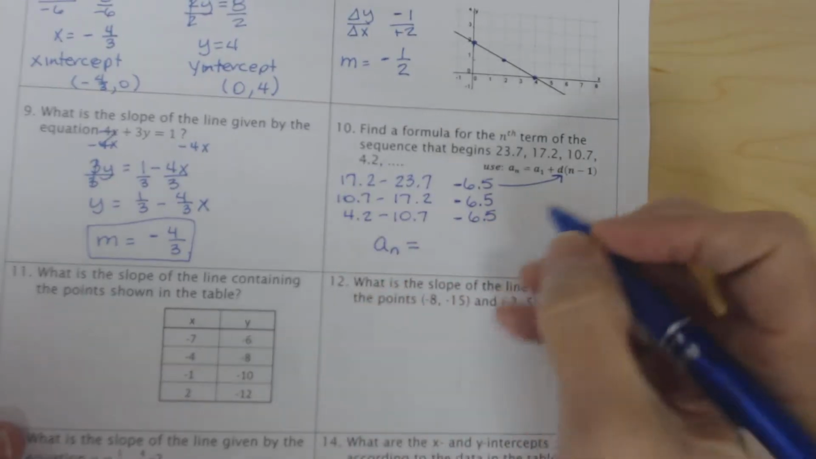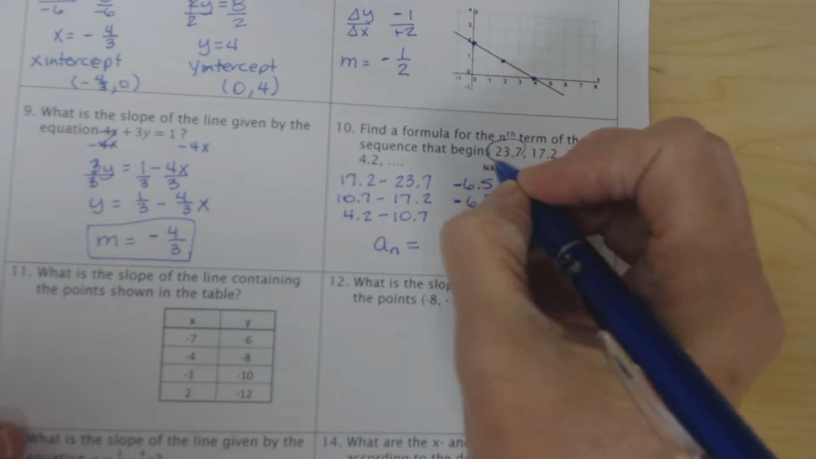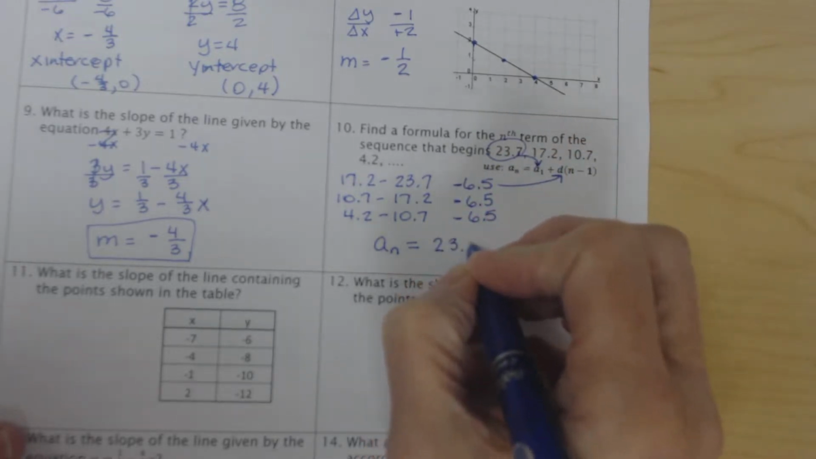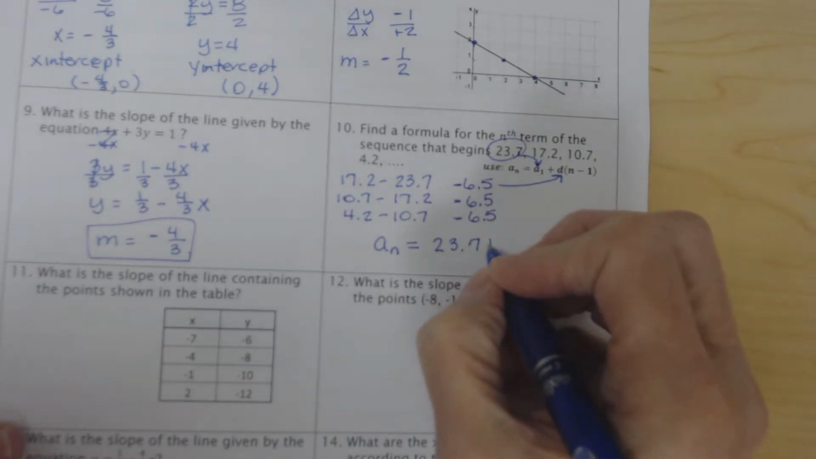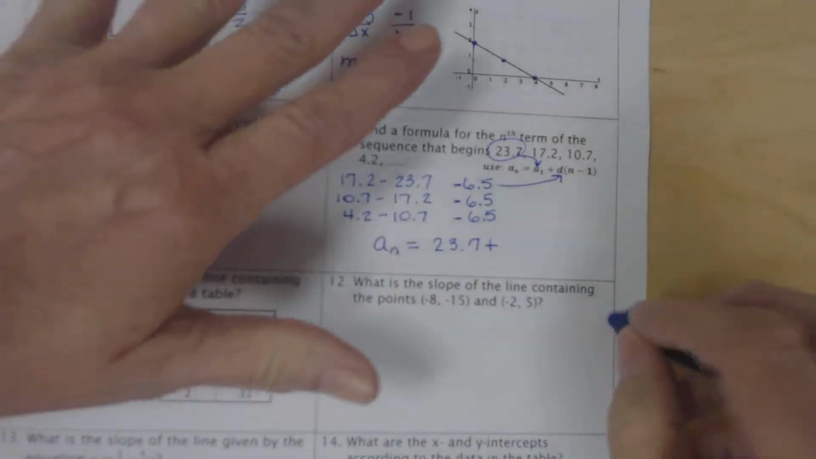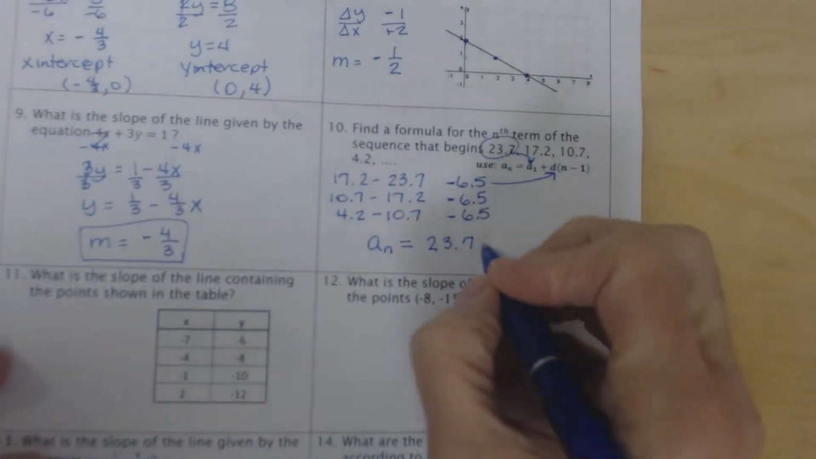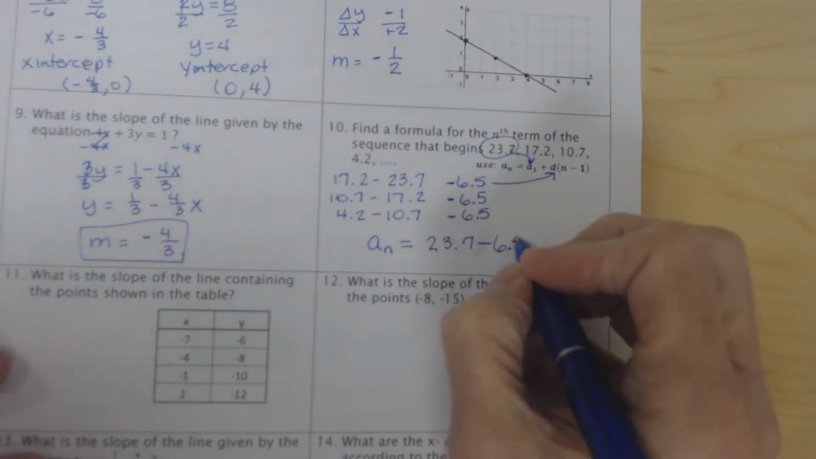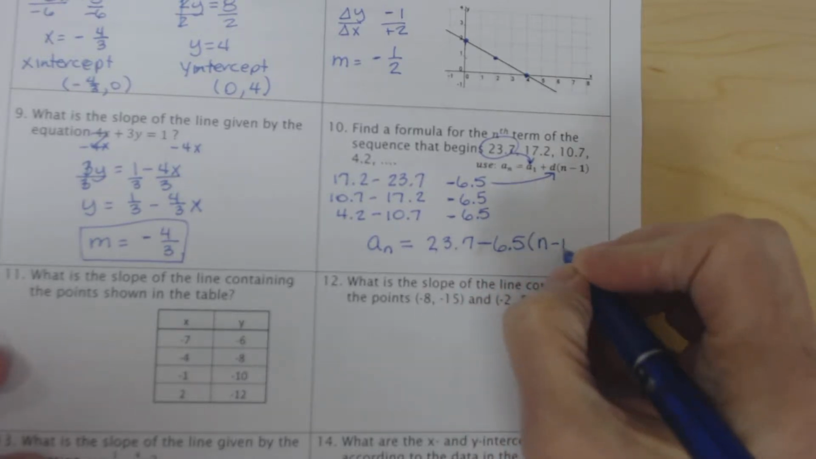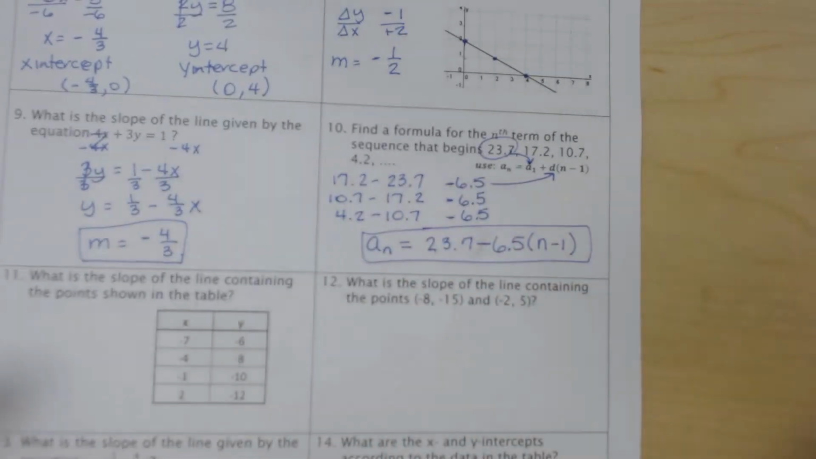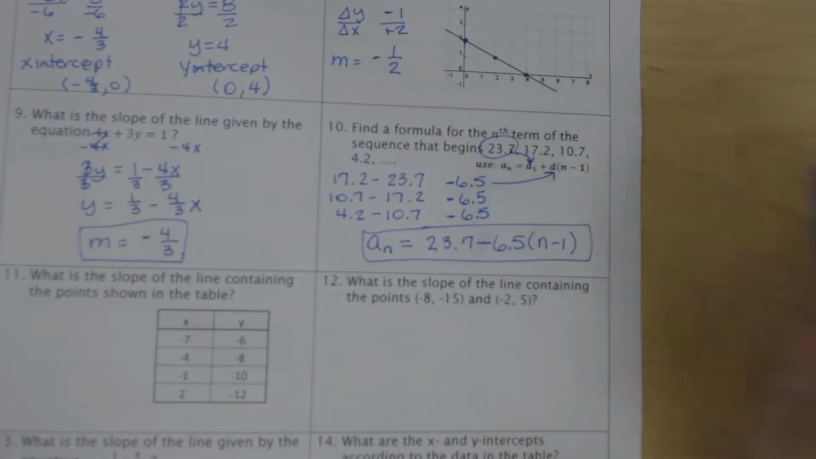We don't know what n is, so we simply write down the equation. A sub n equals the first term, and here's my first term. This is my a sub 1. So I take 23.7 plus, or since the common difference is negative, we can just call this subtract 6.5 times, and we don't know what n is, so we just keep it as n. So this is our nth term equation for the sequence that begins 23.7 and has a common difference of -6.5.